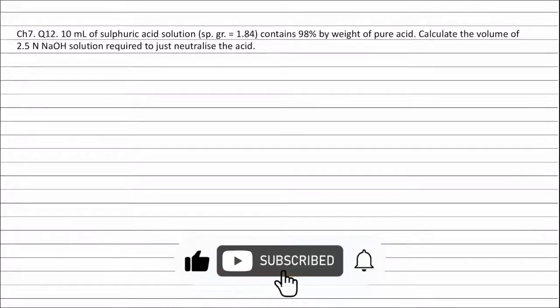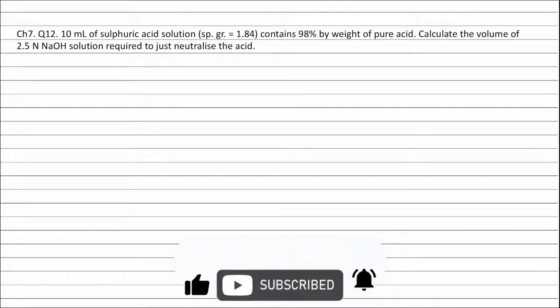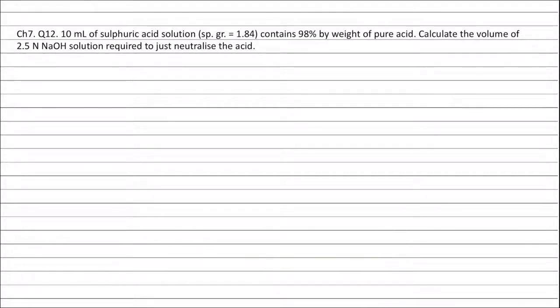Question 12. 10 milliliter of sulfuric acid solution, specific gravity is equal to 1.84, contains 98% by weight of pure acid. Calculate the volume of 2.5 N NaOH solution required to just neutralize the acid. Specific gravity of sulfuric acid is the ratio of density of sulfuric acid to the density of water. Density of water is 1 gram per centimeter cube or 1 gram per milliliter.